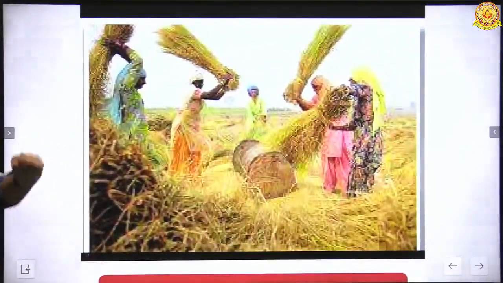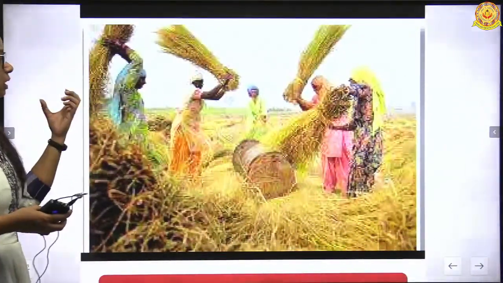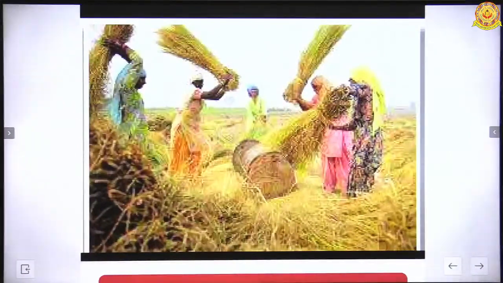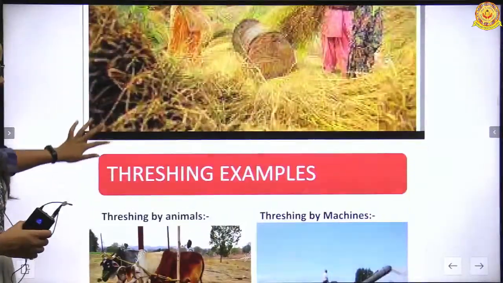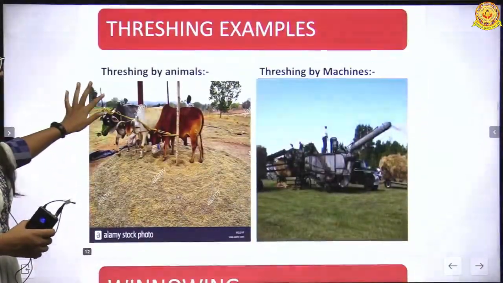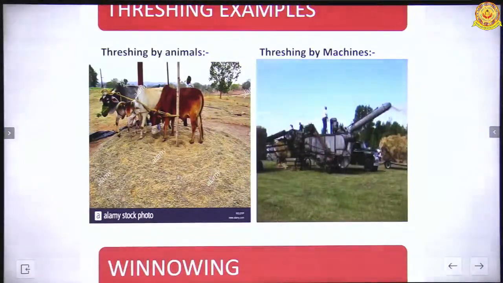This is a picture of threshing. You have to beat a complete stalk of wheat on a hard surface. This is how it is useful for separating a large quantity of grains. Next are threshing examples: this is how threshing by animals and threshing by machines is done.